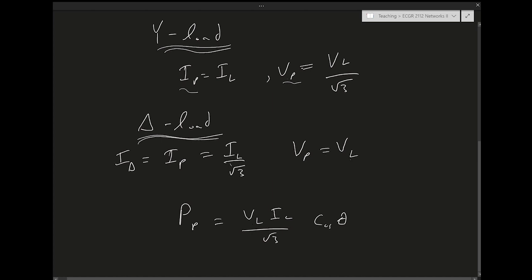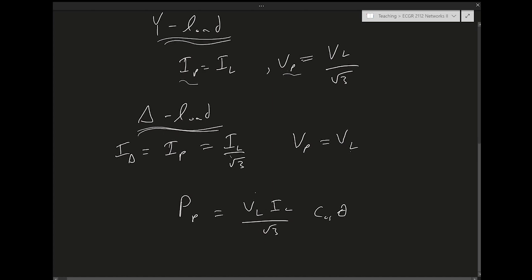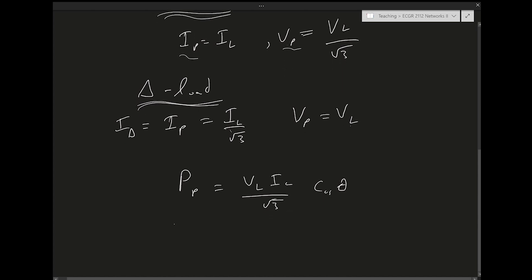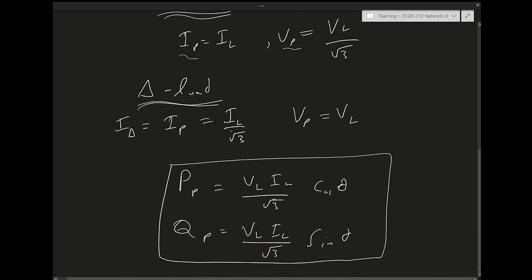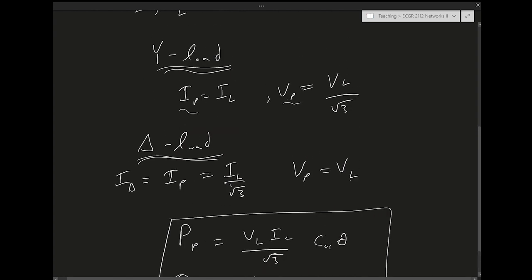So for the Y connected load, VL over square root of 3 is the voltage times IL, and for the delta connected load, IL over square root of 3 is the current times the VL. Either way, we get the same final expression. Okay, and then QP is going to be VL IL over square root of 3 sine theta. So this is the expression of the power per phase using the line variables for the voltage and the current.